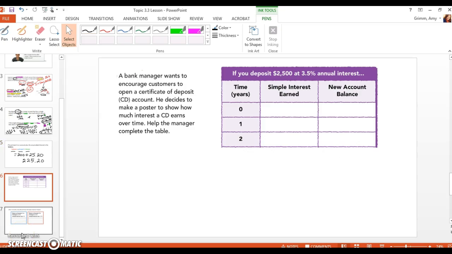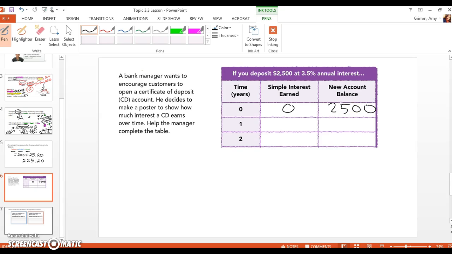All right, so let's look at this next one. It says a bank manager wants to encourage customers to open a certificate of deposit, which is called a CD. Your parents might have some of those. He decides to make a poster to show how much interest the CD earns over time. Help the manager complete the table. Okay, so let's look at time 0. That means I wouldn't have earned anything, so I really don't have to do anything. So that means I've earned nothing. And the new account balance is still the $2,500 that I put in originally.